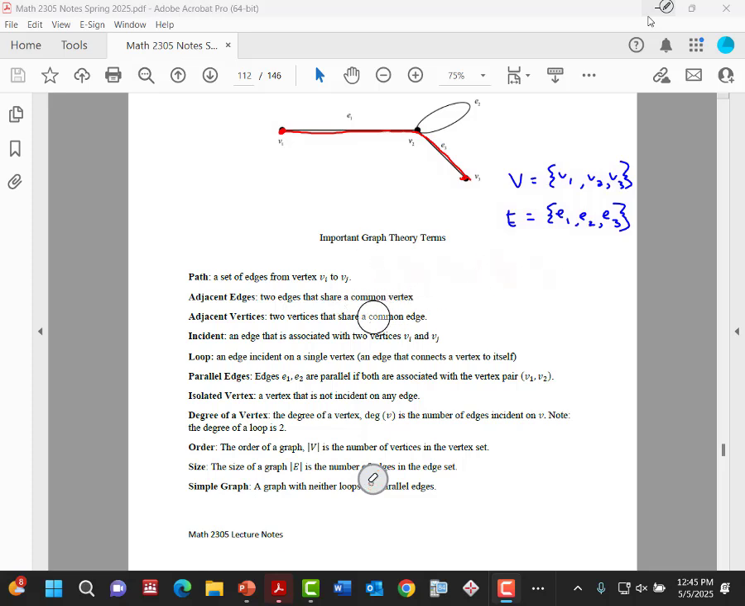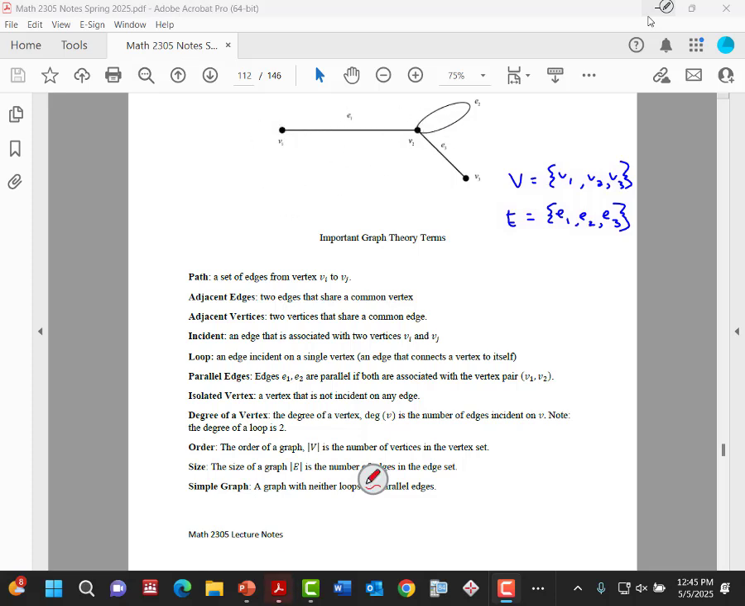Adjacent edges are two edges that share a common vertex. So if I take a look, E1 and E3 are two edges that share vertex V2. So those are simply adjacent edges. Adjacent vertices are two vertices that share a common edge. What would that be? Well, V1 and V2 are adjacent vertices because they share the edge E1.